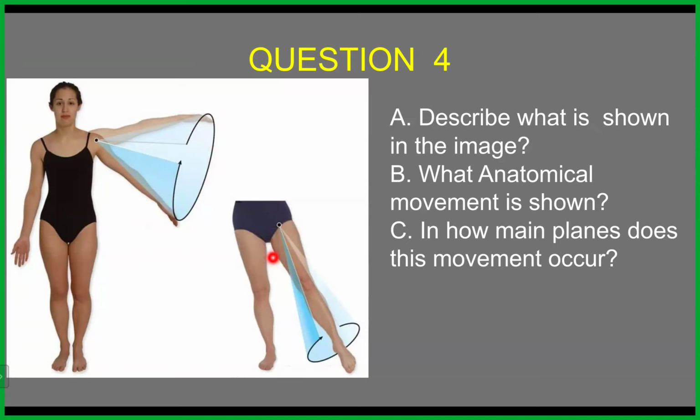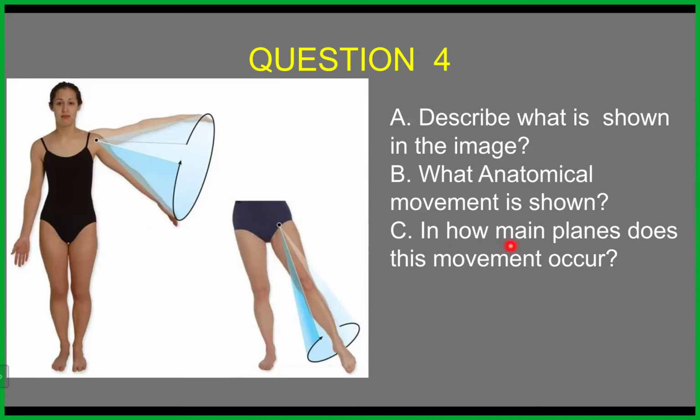And then the second image, you can see that the leg is equally making a rotatory motion, or a conical movement, against the hip joint. So that would be the description of what is shown in the image. What anatomical movement is shown? So you have to revise the different movements that are there. And this particular movement is referred to as circumduction.